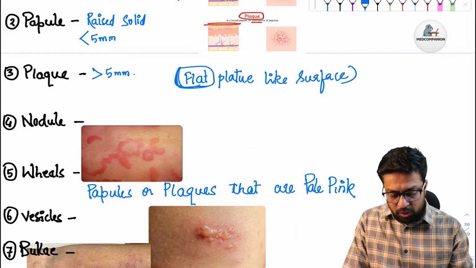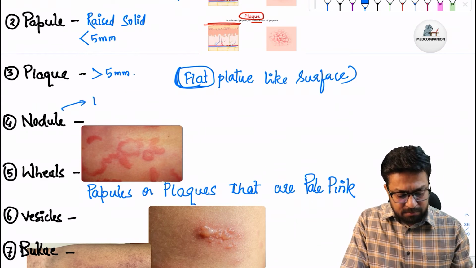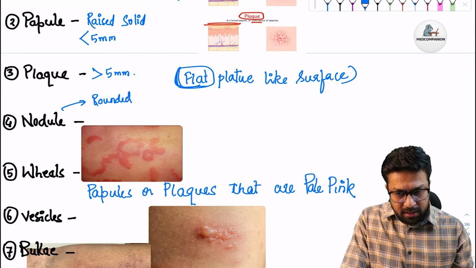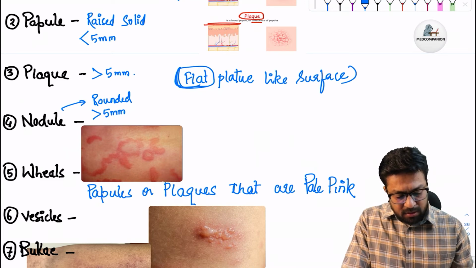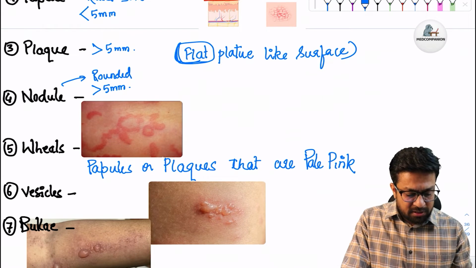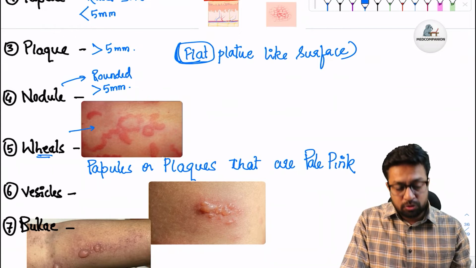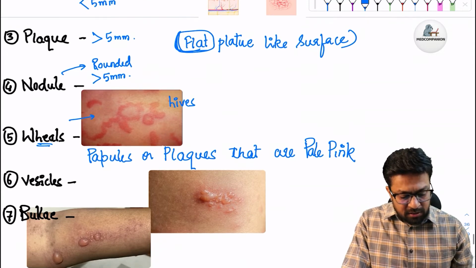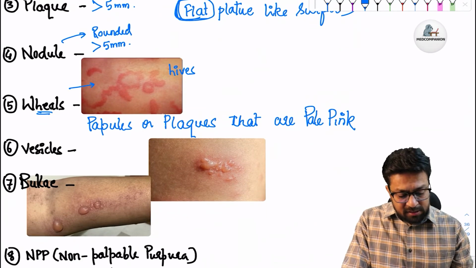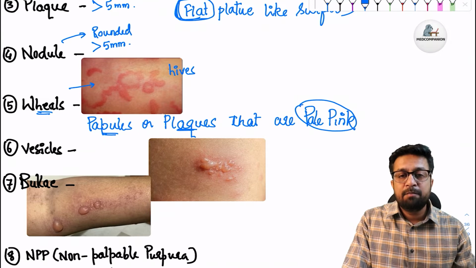Then you have the nodules. Nodules are rounded structures and they are greater than 5 millimeters. Then finally you have urticaria. Here is an image of urticaria, which is also called wheals. They are also called hives, as in beehives, so is the name given to it. These wheals can be either papules or plaques. They are generally pale pink in color.